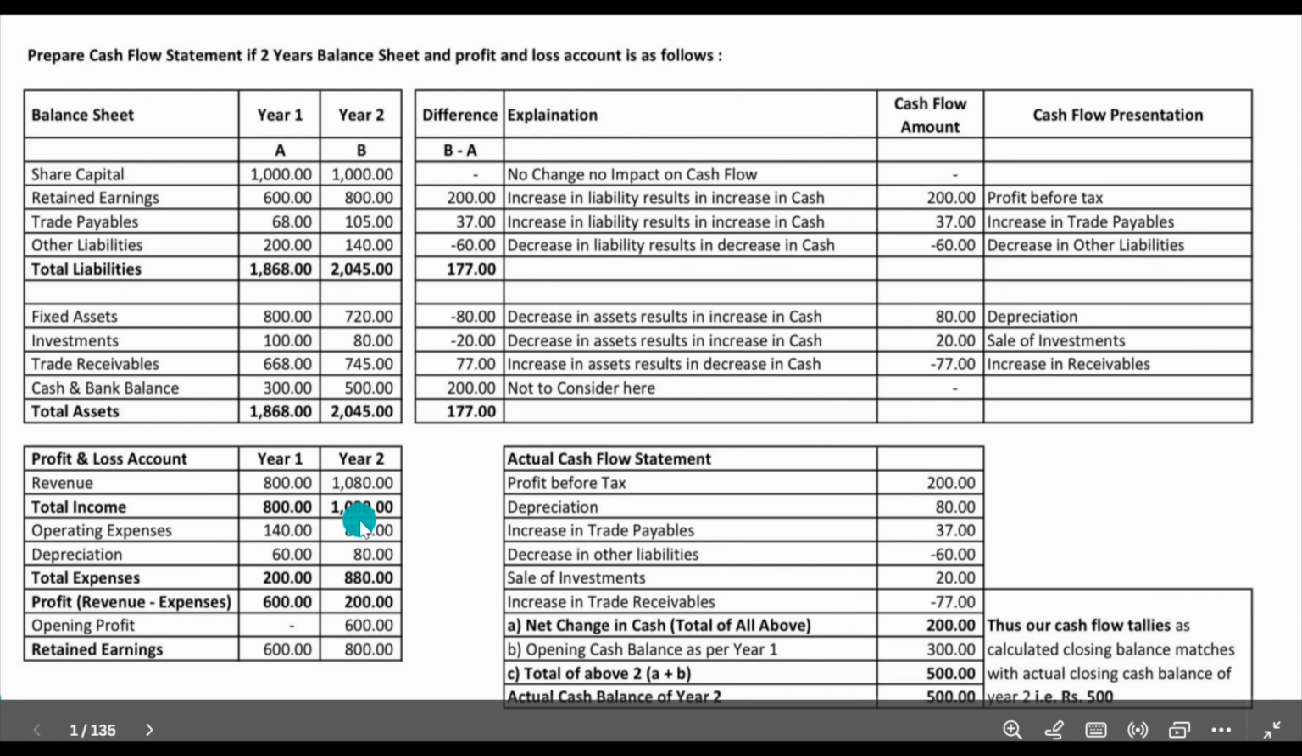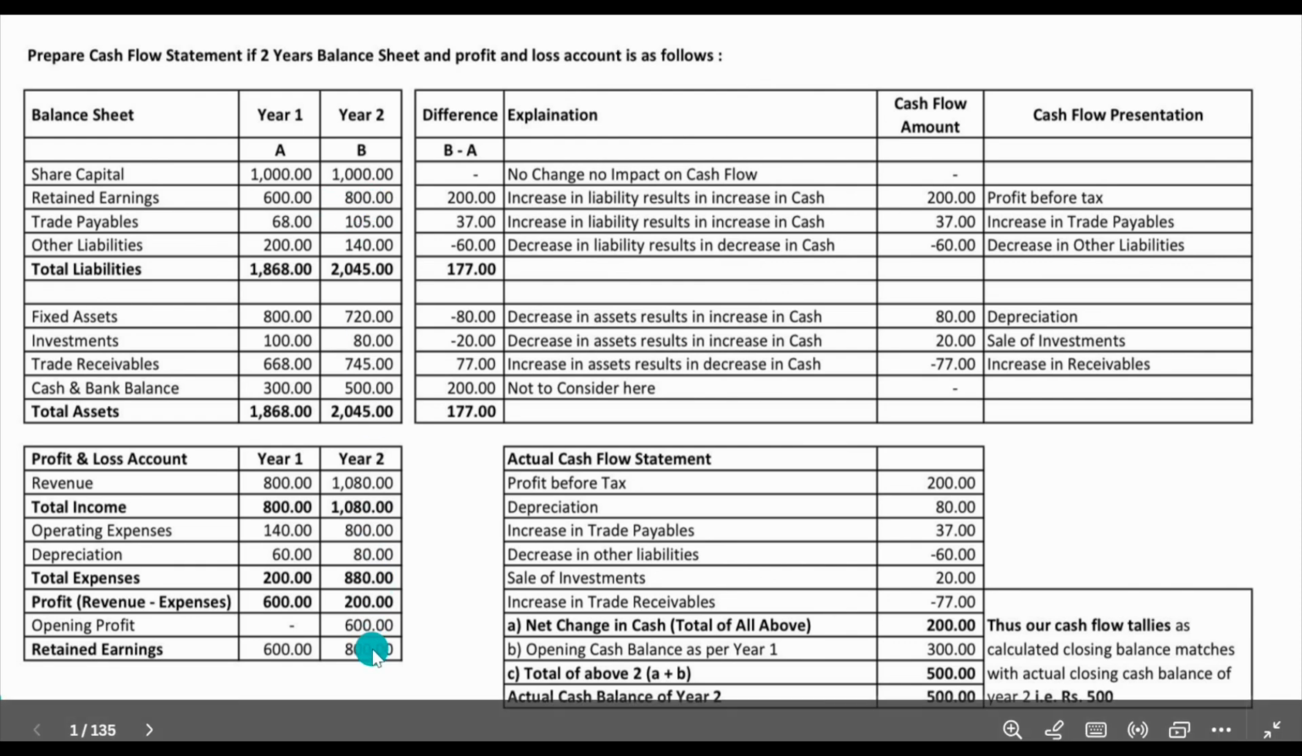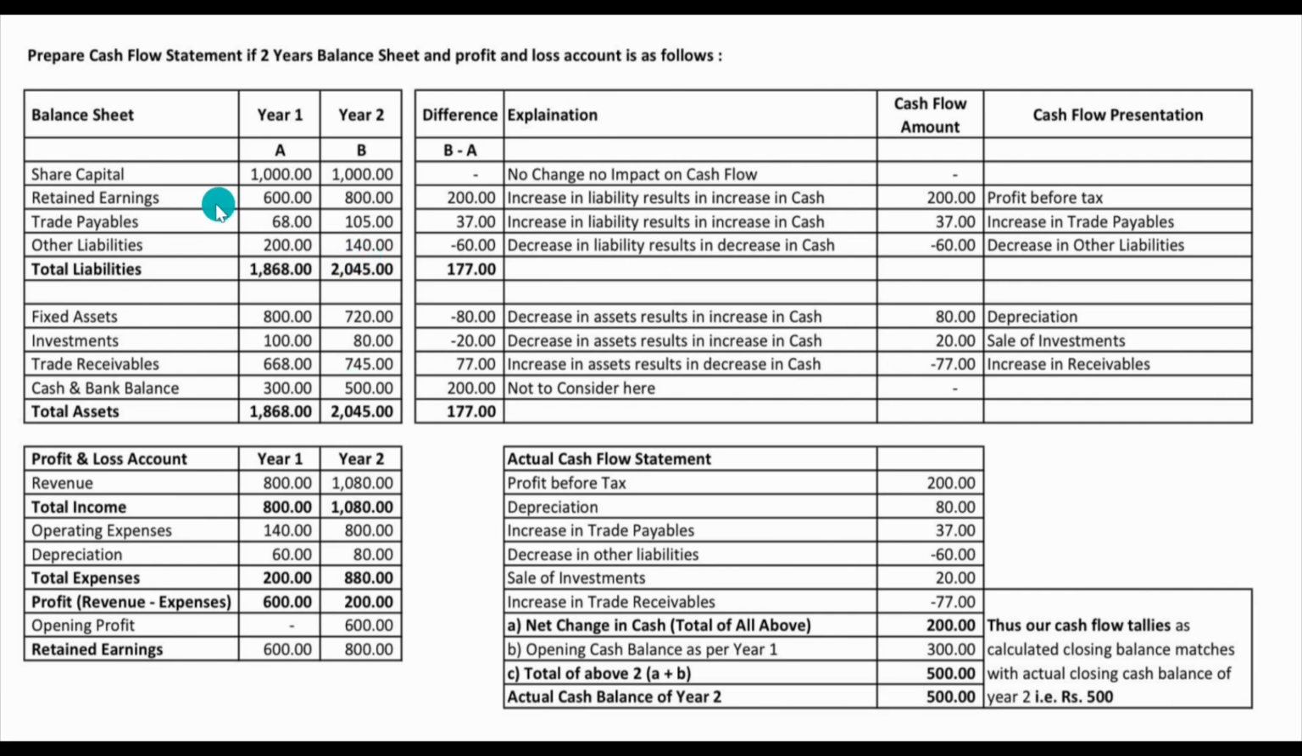Total income of year 2 is 1080. Total expenses is 880. Profit 200. Opening profit is 600 and retained earning of year 2 is 800. So this retained earning matches in the balance sheet. These 800 and these 800 are the same. These 600 and these 600 are the same. Thus the year 1 and year 2 balance sheet and profit and loss account are given, and based on that we need to prepare the cash flow statement.